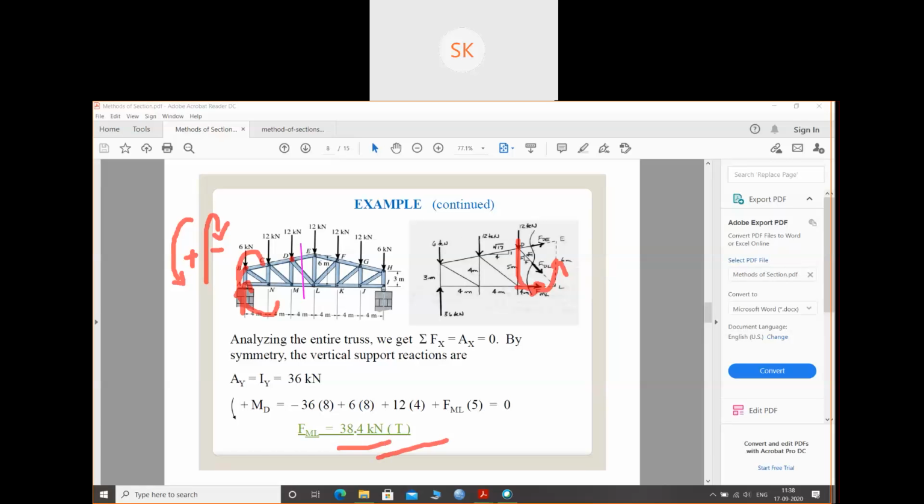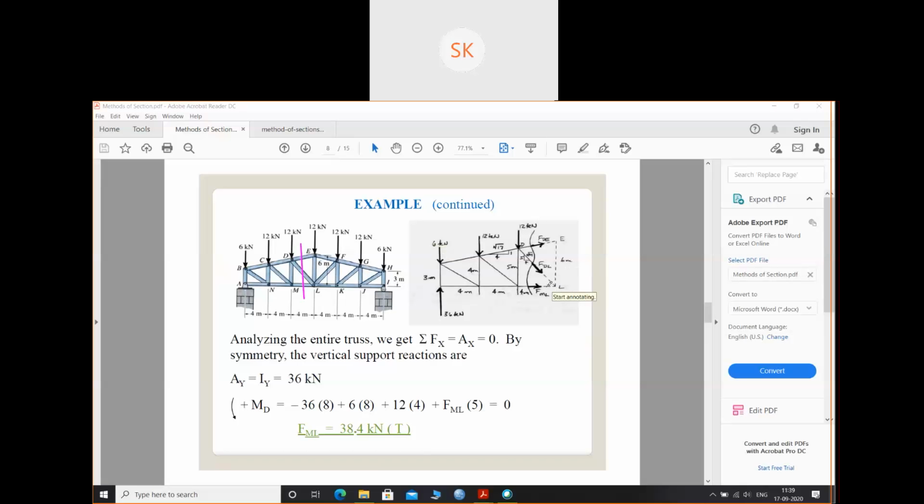This part is clear? Moment about this point is clear? How we got FML? See this diagram. I'm explaining once again. See this diagram. Okay, this is the free body diagram.